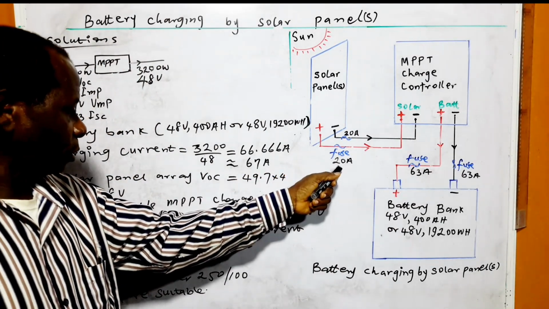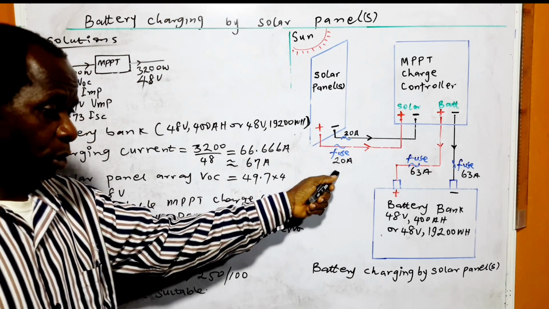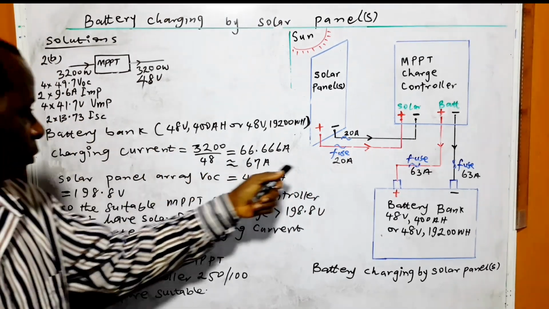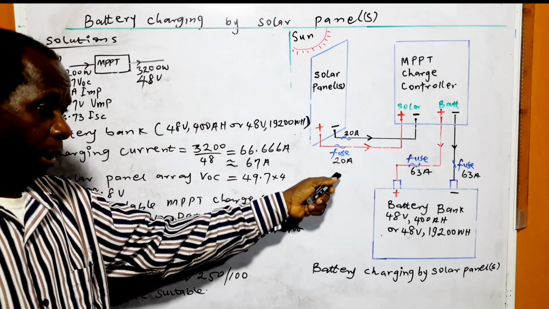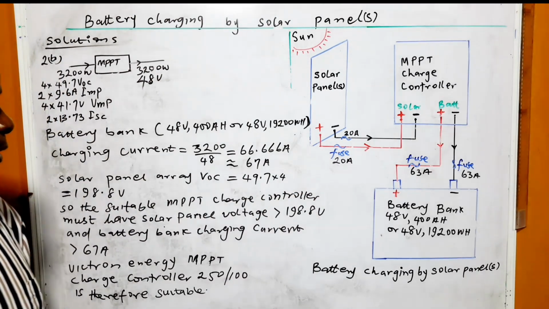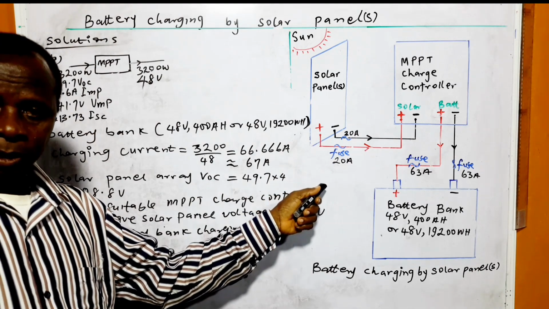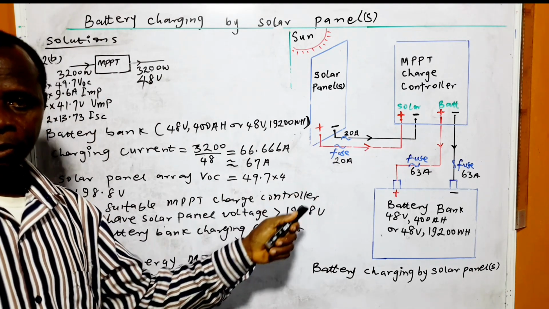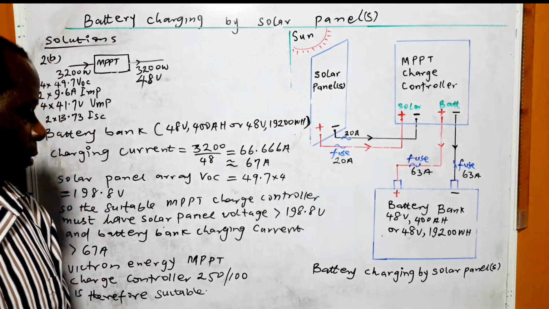In this situation, the voltage that should be used for the fuse sizing should be the voltage at the maximum power of the solar array, not the open circuit voltage of the solar array.